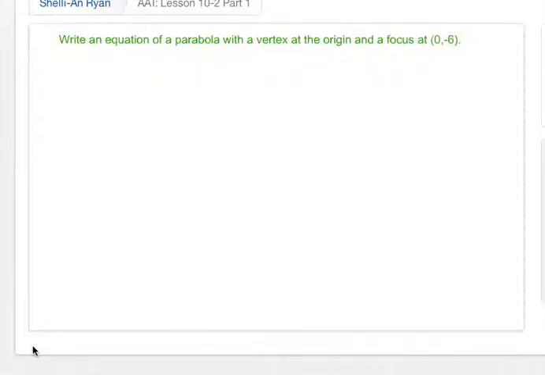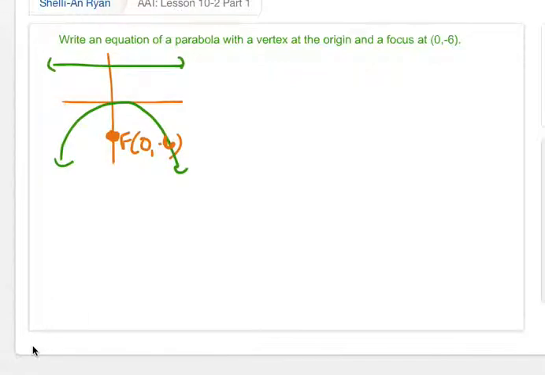So why don't you try this one? Write an equation of a parabola with a vertex at the origin and a focus at (0, -6). Pause it now so that you can try it yourself. Hopefully you started with a sketch like I did.